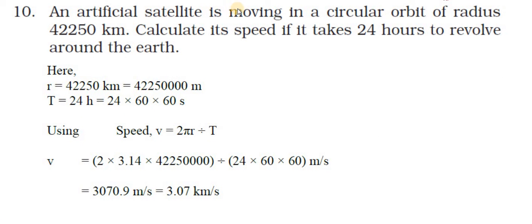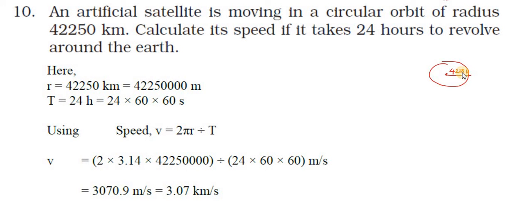Okay, next problem, and here is the last question. An artificial satellite is moving in a circular orbit like this. The radius of this circular orbit is 42,250 kilometers. Calculate its speed if it takes 24 hours to revolve around the earth. So what is the speed of the satellite revolving around the earth in 24 hours?